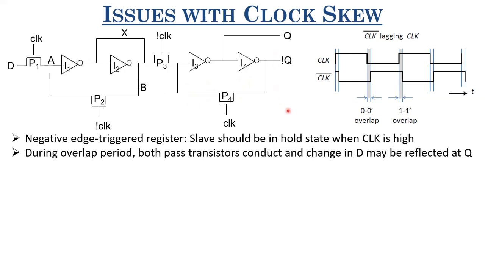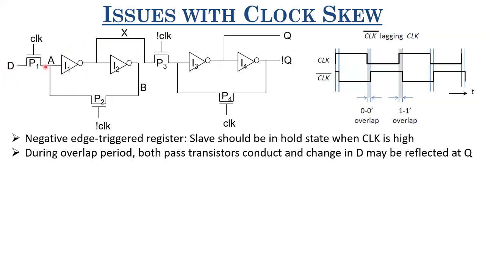However, when clock and clock bar are both one, during this 1-1 overlap, if clock bar is lagging clock and there is this 1-1 overlap, then during this period, what happens? This pass transistor is also on and this pass transistor is also on. In that case, what may happen? Even this data can be copied to Q, right? And any change in D can be reflected at Q. That is the problem. If these two pass transistors are on, there is a path from D to Q, which is on, right? Which is transparent.